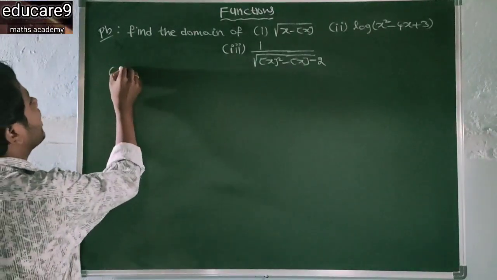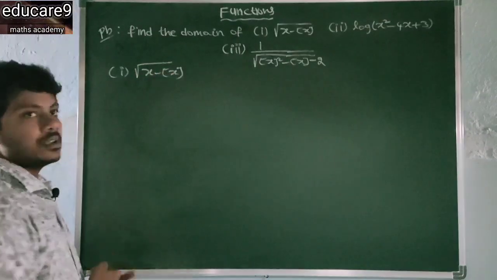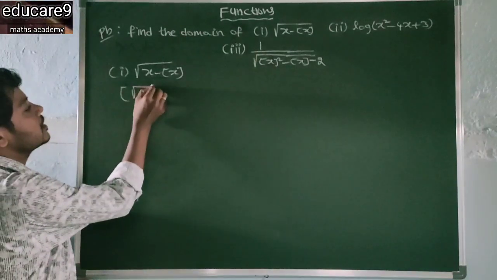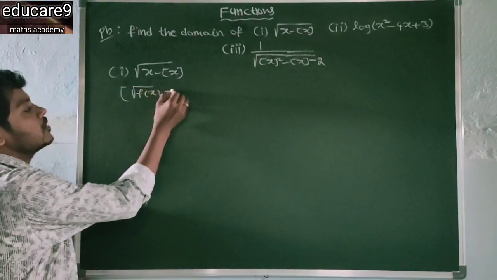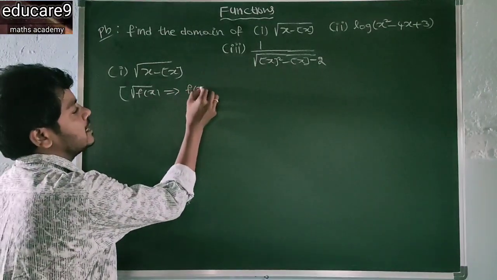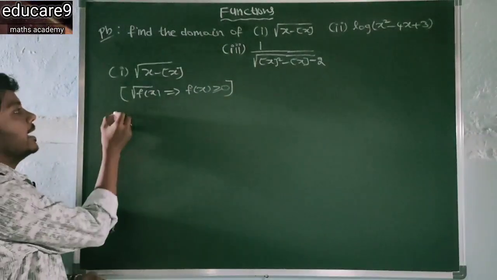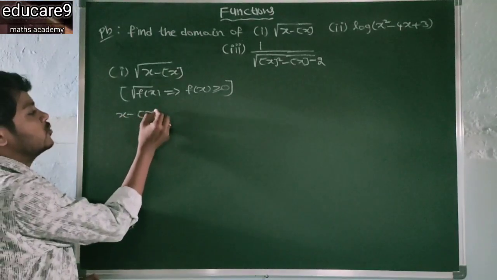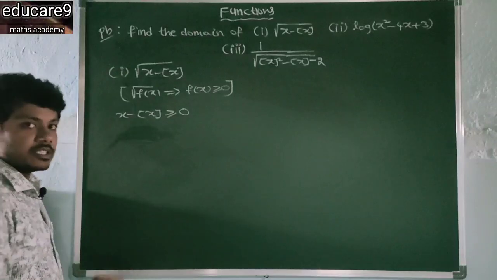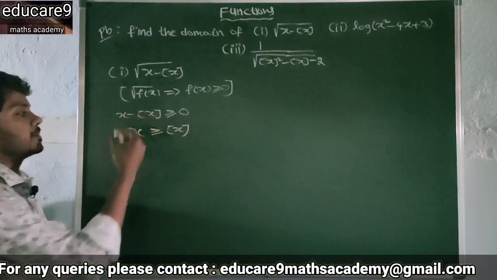So first one, square root of x minus step x. So here, it is in the form of root f of x. So you know that what are the root f of x conditions? F of x is greater than or equals to 0. Now here x minus step x is greater than or equals to 0. So this is x is greater than or equals to step x.